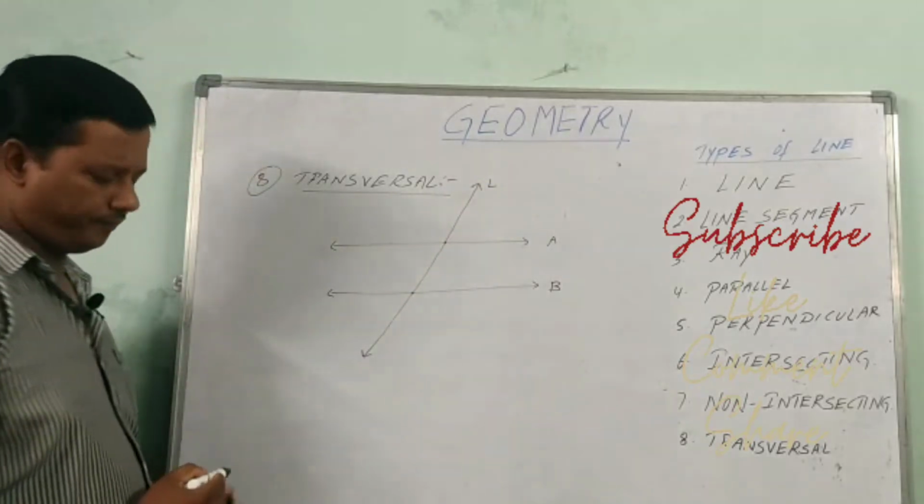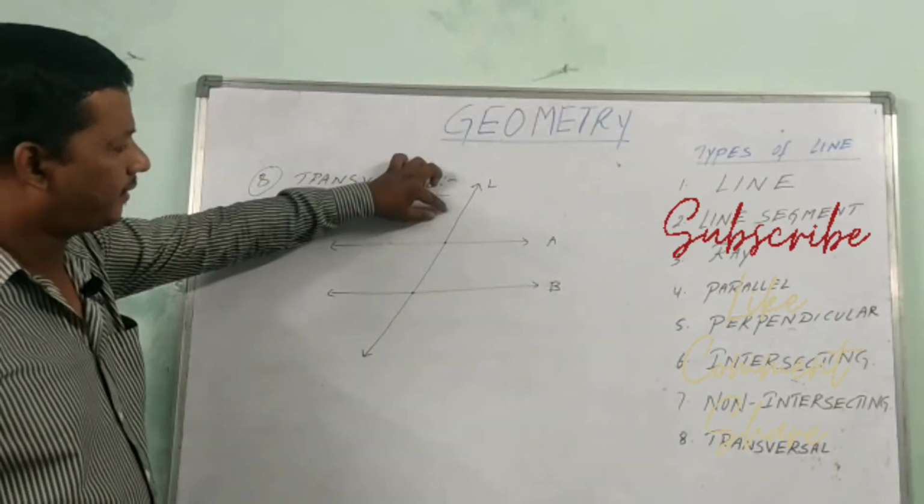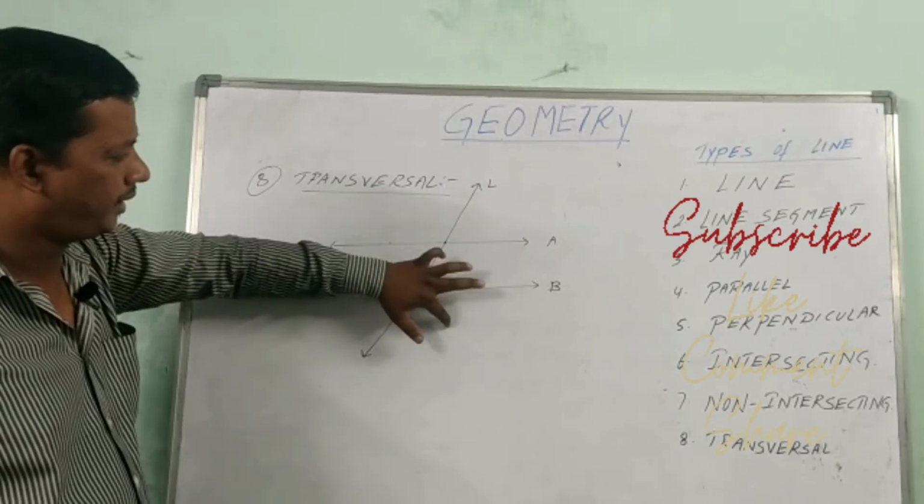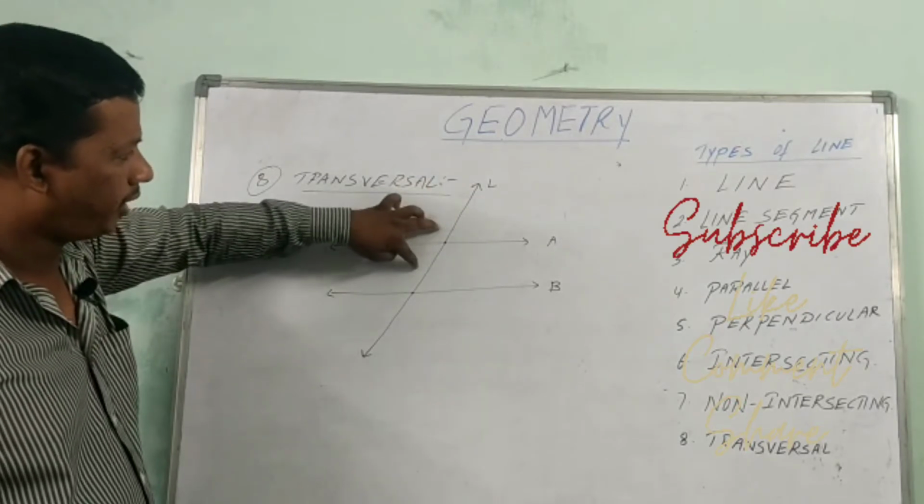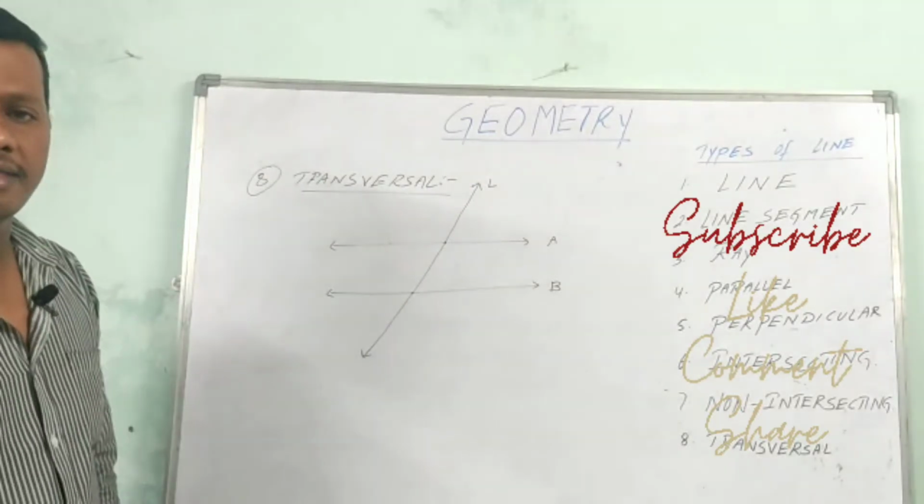Let L be a line. Now L is a line which intersects lines A and B at two distinct points. Then L is called the transversal line.